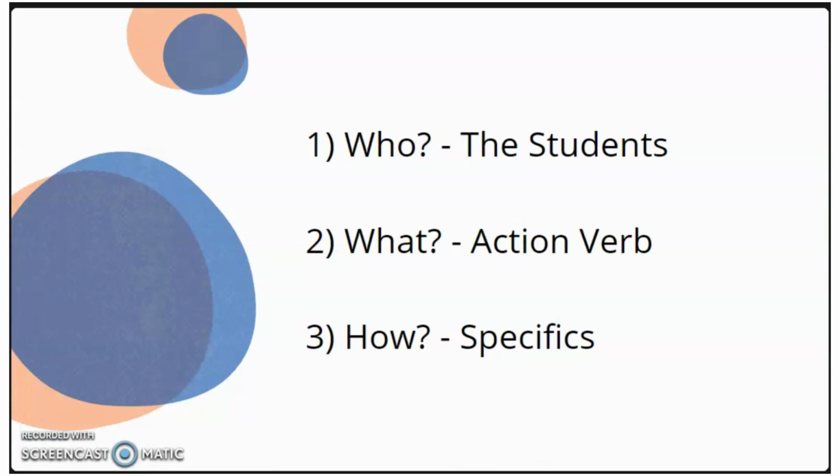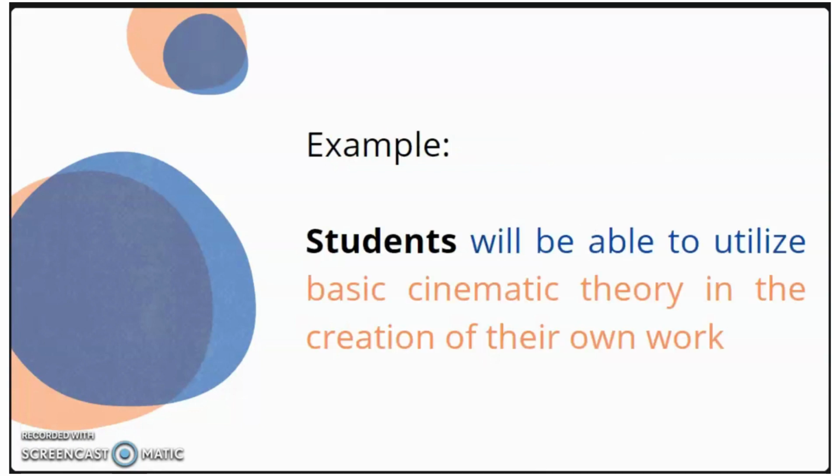So let's take a look at some examples of student learning outcomes pulled straight from current HBU assessment plans. For this first one, we see our who. It's the students. Our what, or our action verb, is will be able to utilize. So here it's not just that they will memorize information, but instead that they will be able to use that information in some particular way. And so the specifics are that they can utilize basic cinematic theory in the creation of their own work. This is program specific, and this demonstrates what an ideal graduate will look like.